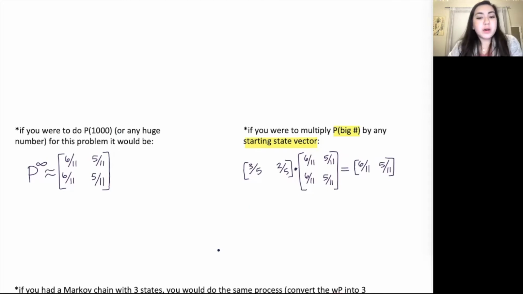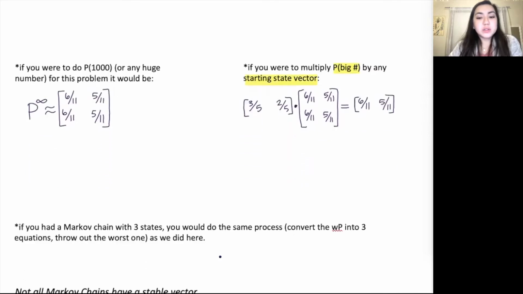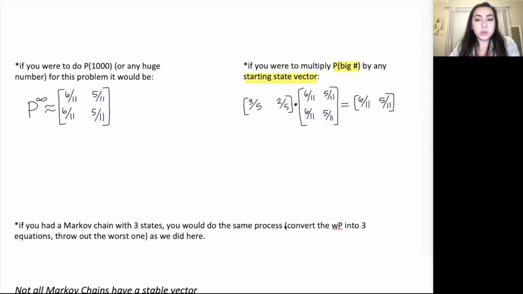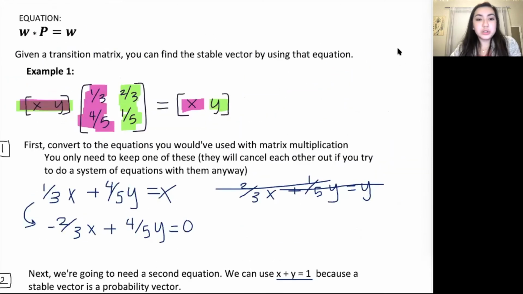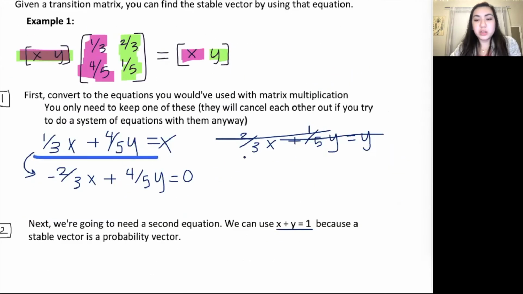You'll also see this with Markov chains with 3 states. So you would do the same exact process. You would convert your W times P into 3 equations and throw out the worst one as we did here. So we only had 2 equations to worry about here. We had this equation and this equation, we threw out 1. If you had 3 variables, you would have 3 equations and you would still throw out 1 and then use x plus y plus z equals 1 as your 3rd equation.